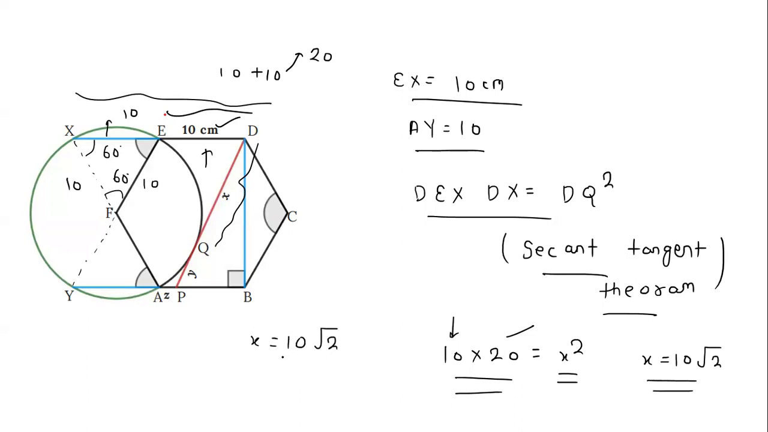Now for calculating the red line length, we need just the y value. So if we find out the y value, then the red line length is simply x plus y. So we got the value of x. We just need the value of y.